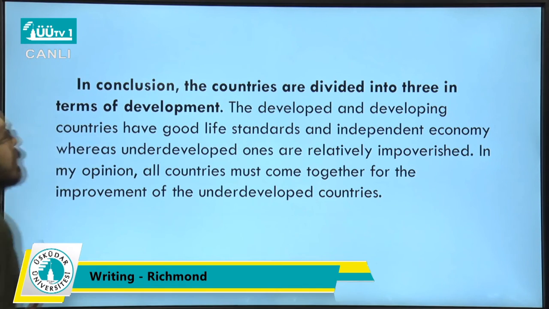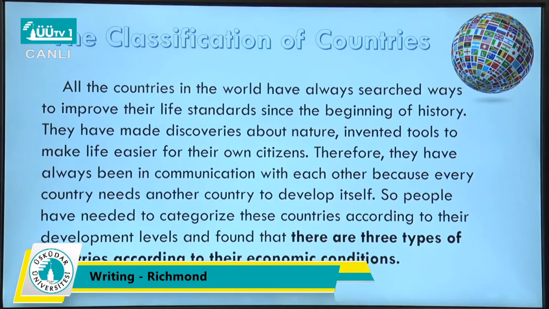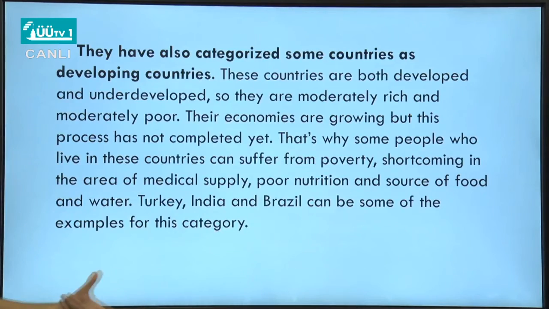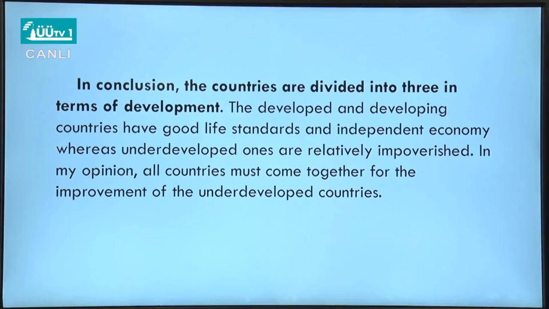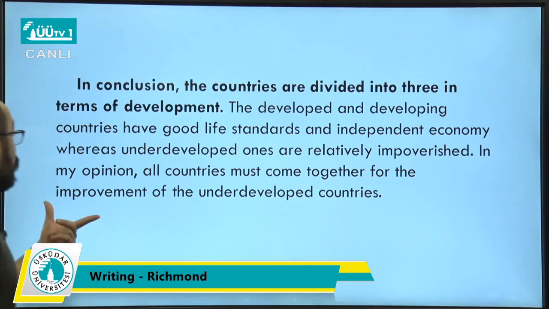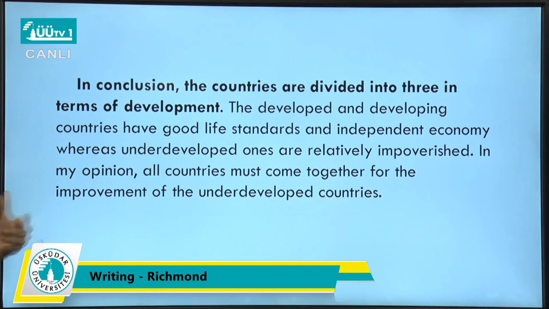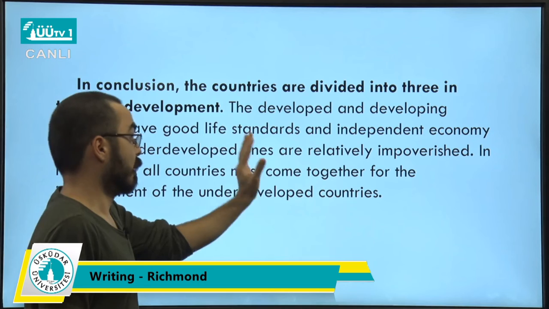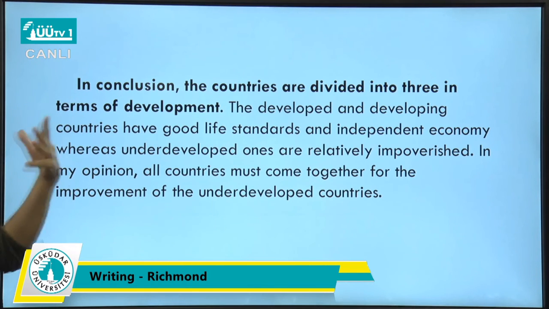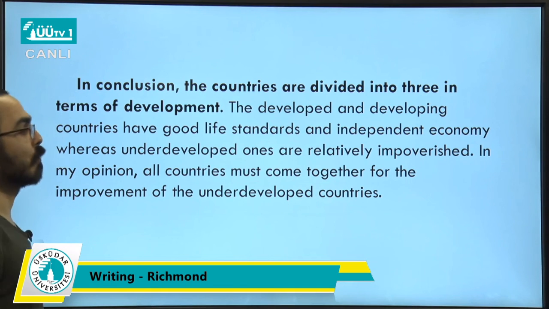So this part is rewritten again, okay? And what happens? The developed and developing countries have good life standards and independent economy, whereas, on the other hand, underdeveloped ones are relatively impoverished. So it makes the comparison. It generalized what he discussed so far. Okay? What he discussed so far, or she.